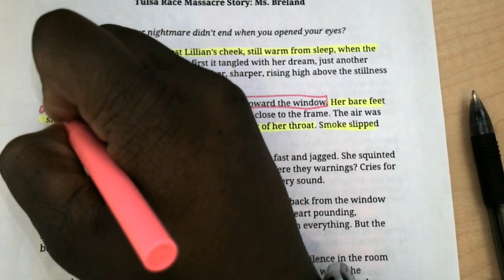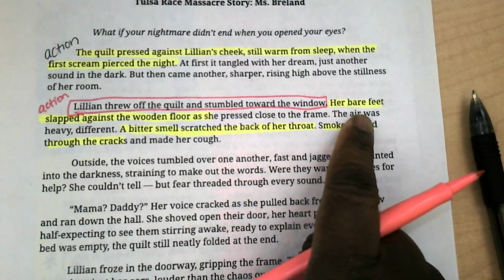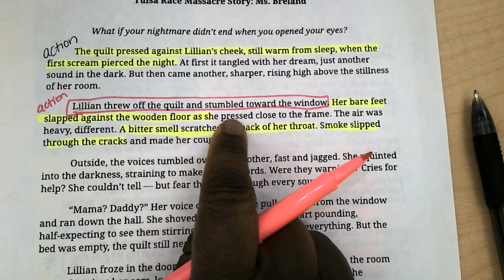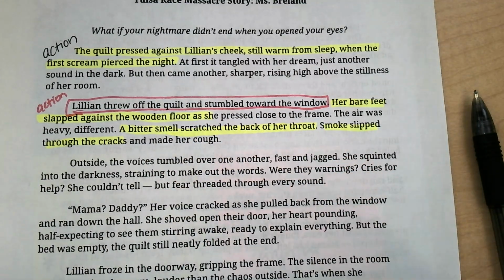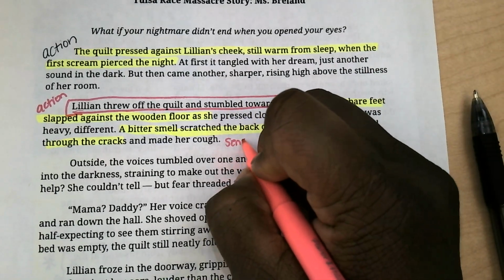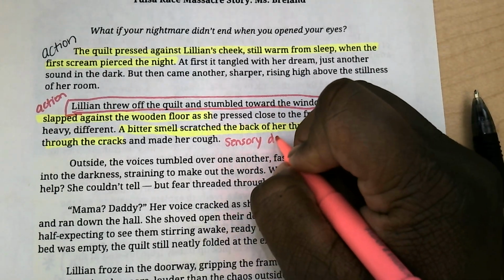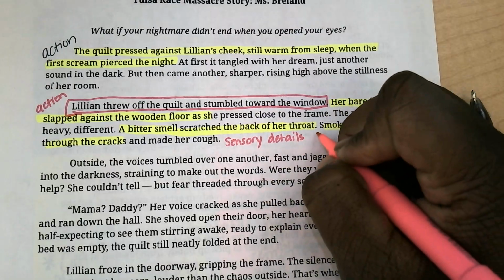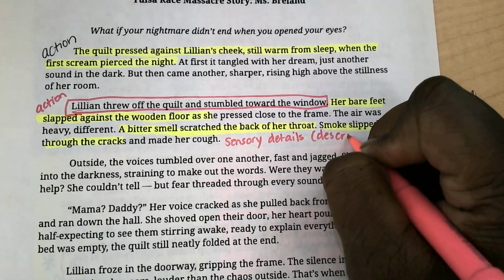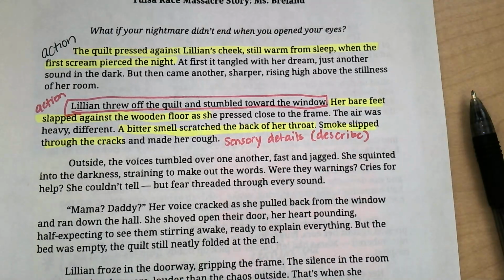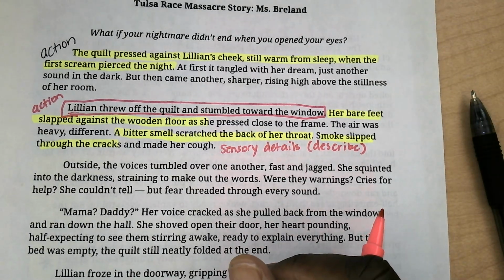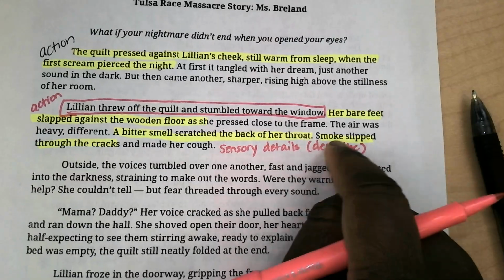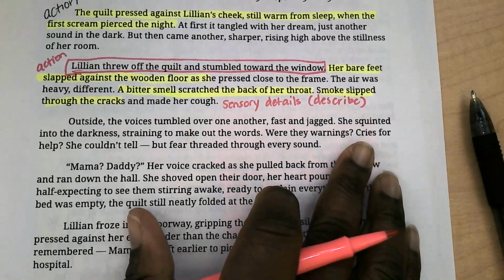That's action right there. I see her doing that. But then her bare feet slapped against the wooden floor. She pressed close to the frame. And this part right there, these are sensory details, to be more descriptive, to describe. So you can ask your child that question: what does your character see or hear or smell or feel, right? Put that in a sentence there, okay?